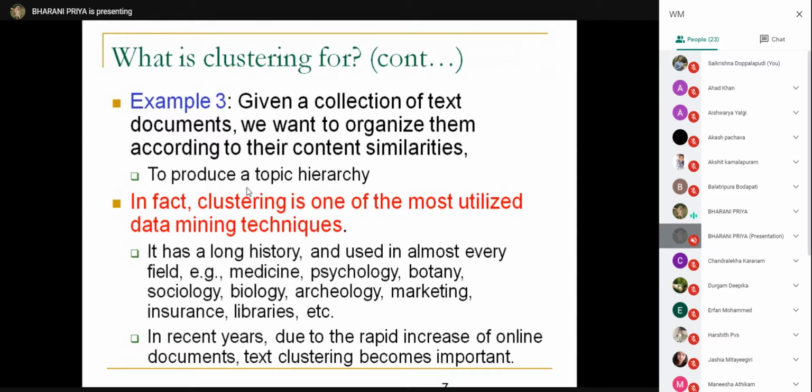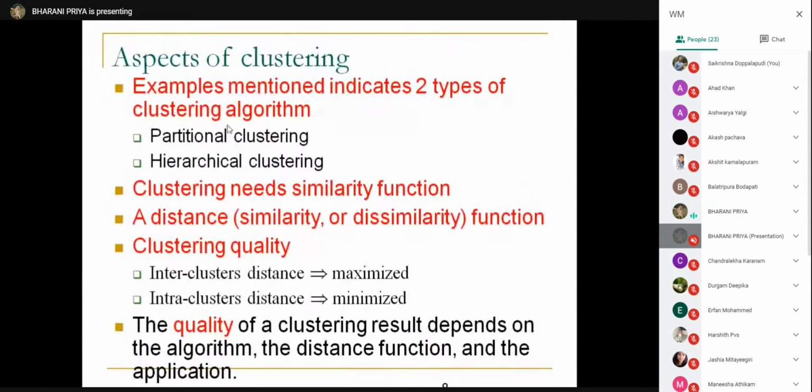So it is the most utilized data mining technique, and it is used in almost every field, that is medicine, psychology, botany, sociology, libraries, etc. And due to the rapid increase of online documents, text clustering becomes important. There are two types of clustering algorithms, that is partition clustering and hierarchical clustering.